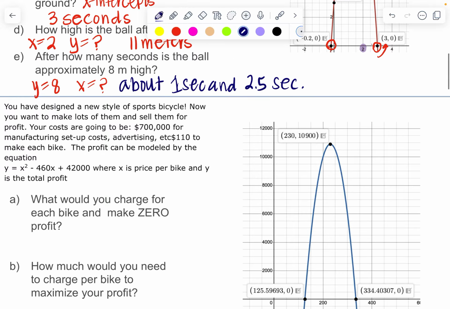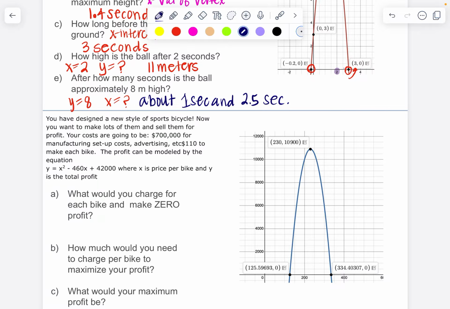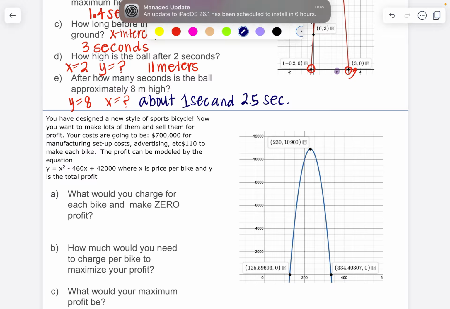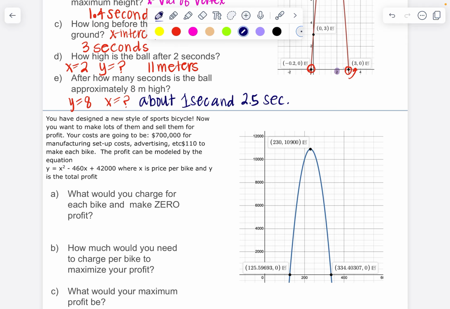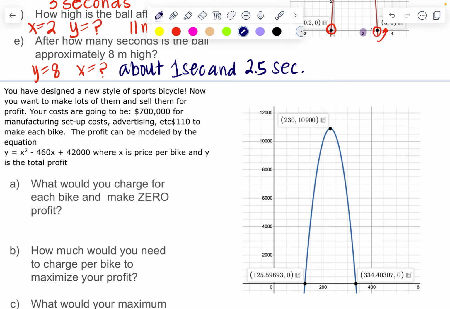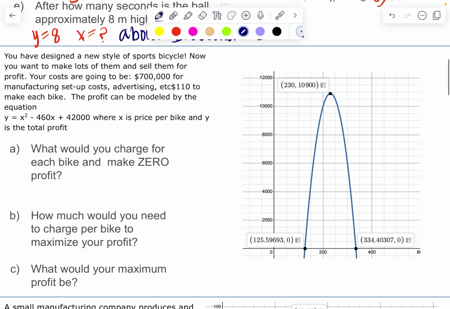All right, you've designed a new style of sports bicycle. Now you want to make lots of them and sell them for profit. Your costs are going to be about $700,000 for manufacturing setup costs, advertising, etc., $110 to make each bike. The profit can be modeled by that equation, where X is the price and Y is the profit. I'm going to write that here to remind myself.